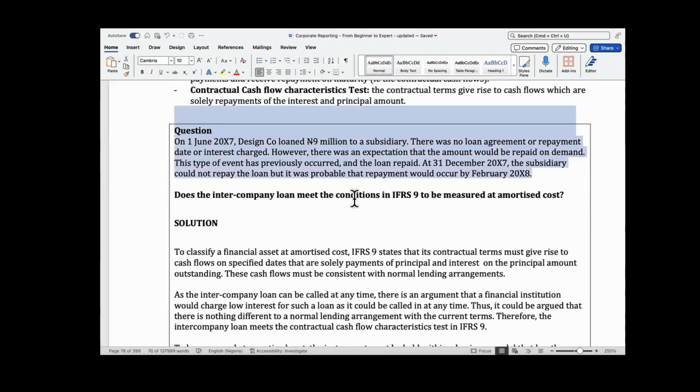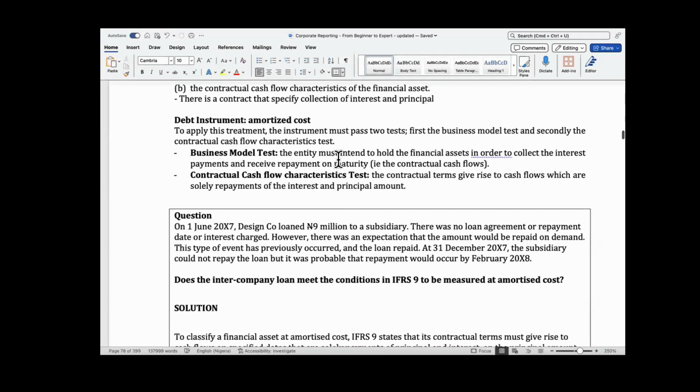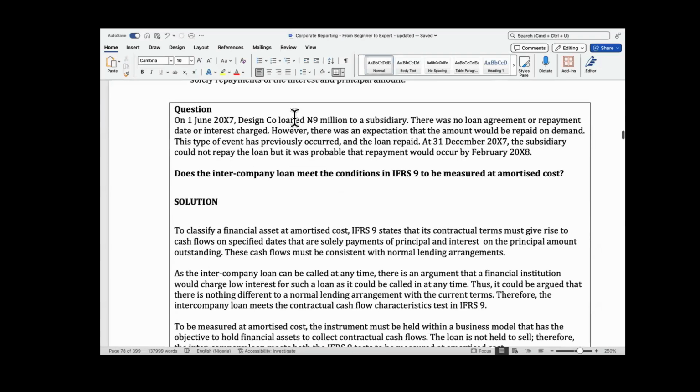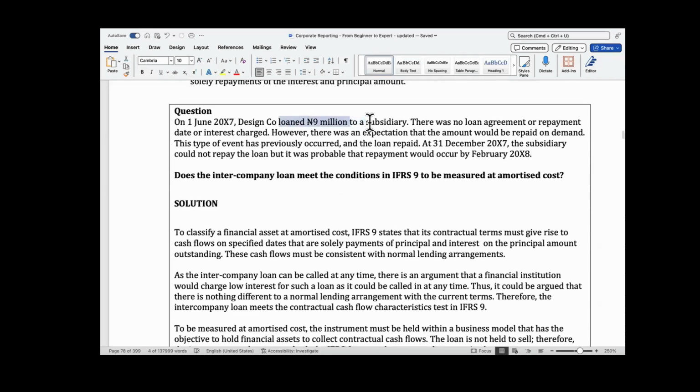Very straightforward. So it's talking about a company that loaned 9 million to a subsidiary, then he's not charging interest, but he can request for that money anytime. He's not asking that. Does this meet the conditions for amortized cost?